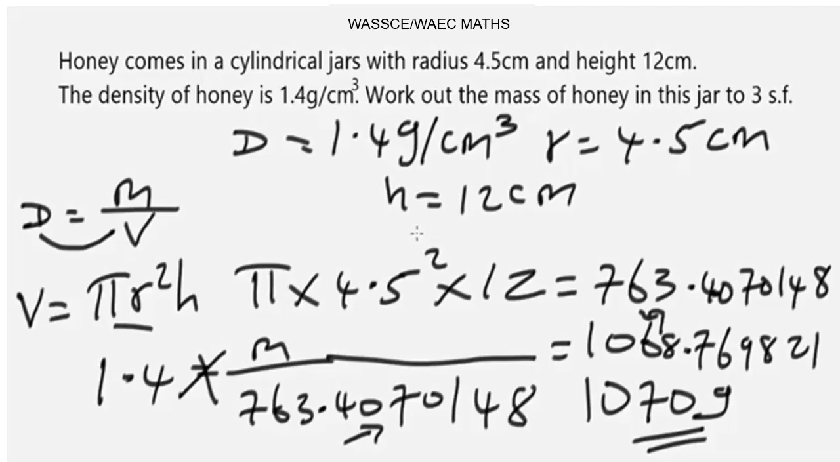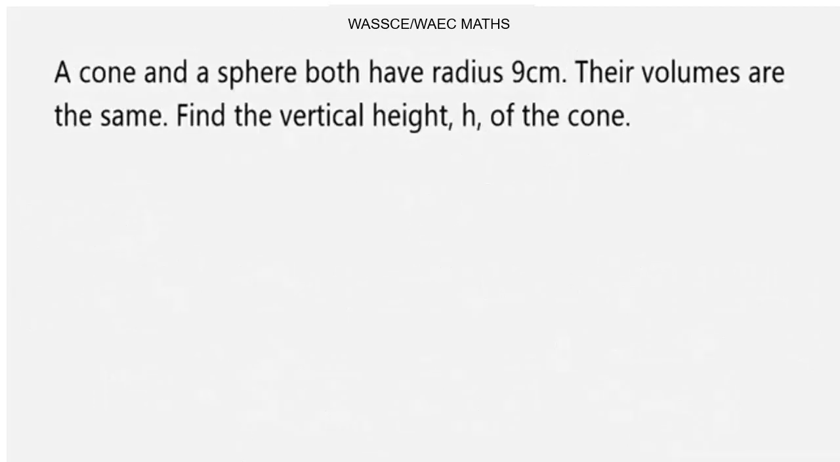Now, before you call it a class, let me give you guys the part math question under volume of 3D shapes to test your knowledge on this, and after it we can call it a class. Okay, so let's wipe this. Look at this question. It says a cone and a sphere both have radius 9 cm. Their volumes are the same. Find the vertical height h of the cone. Feel free to pause this video and see if you can figure this out.